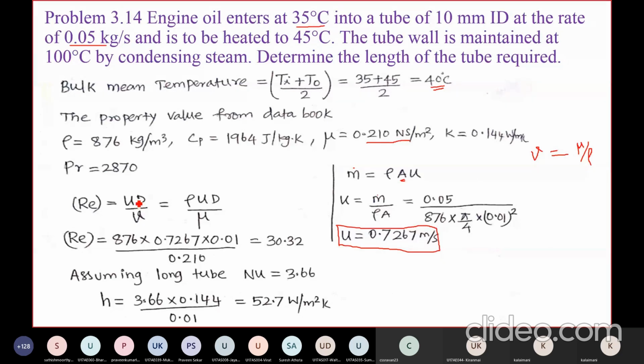Okay, once you know the velocity, then we can apply this formula. We have to find out the Reynolds number. Reynolds number is equal to 876 into 0.7267 into 0.01 divided by 0.210. We simply substitute all the quantities, density, velocity and diameter, divided by the dynamic viscosity. From that I find out the Reynolds number is 30.32, which is less than 2300. Therefore the flow is a laminar flow.